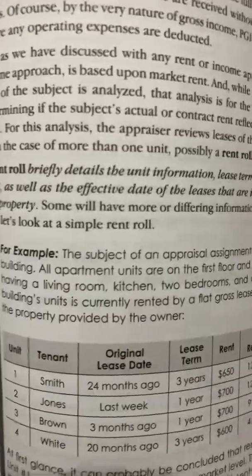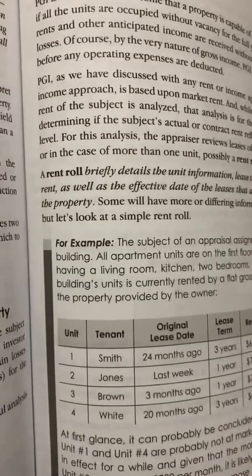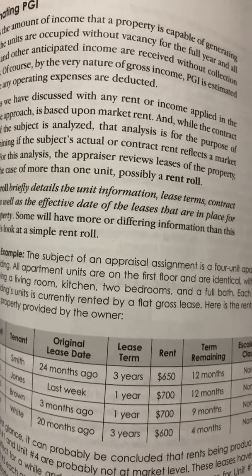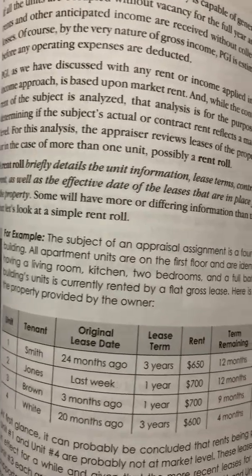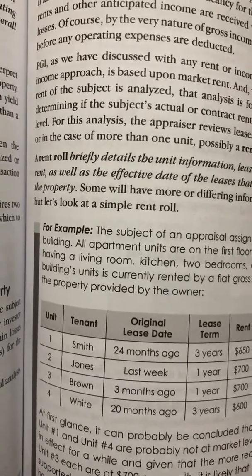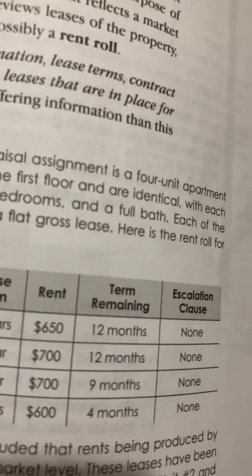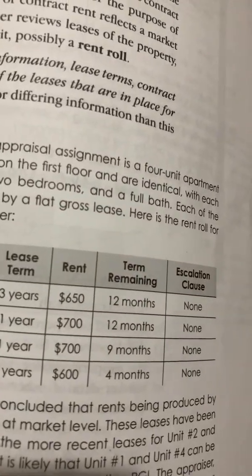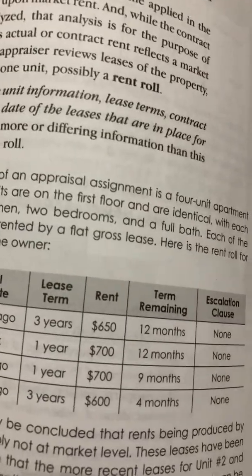A rent roll briefly details the unit information, lease terms, contract rent, as well as the effective date of the leases that are in place for the property. Some will have more or differing information than this, but let's look at a simple rent roll. For example, the subject of an appraisal assignment is a 4-unit apartment building. All apartment units are on the first floor and are identical, with each having a living room, a kitchen, 2 bedrooms, and a full bath.